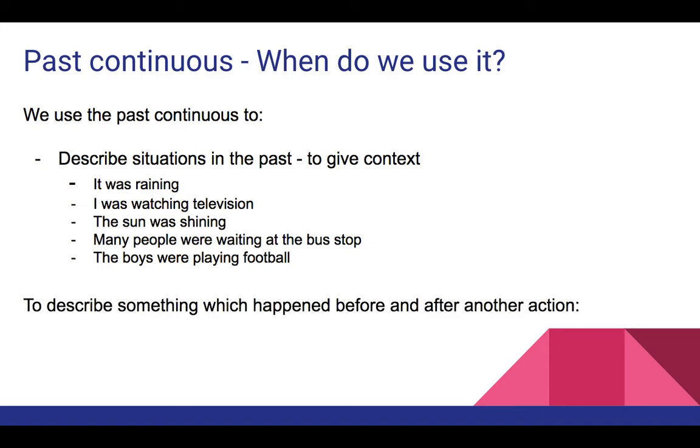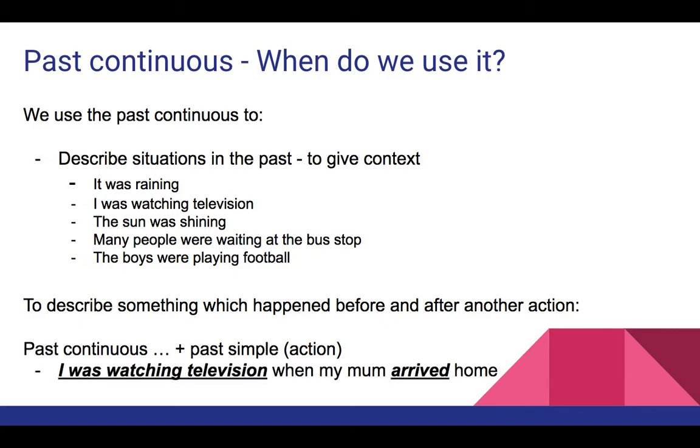So we also often use past continuous when we're describing something which is happening before and after a different action. Okay? So we give the context in past continuous, and then there's an action, something happens in past simple. For example, I was watching television when my mum arrived home. So I was watching, past continuous, giving context. I was watching, and my mum arrived home, past simple. So with I was watching, we're describing, giving the context, and then the action happens, which is my mum arrived home. So past continuous, and then past simple.